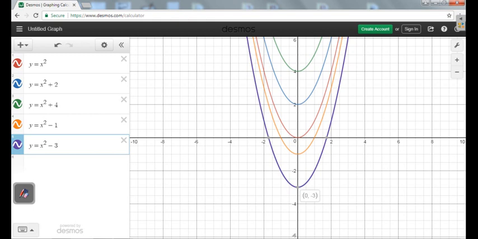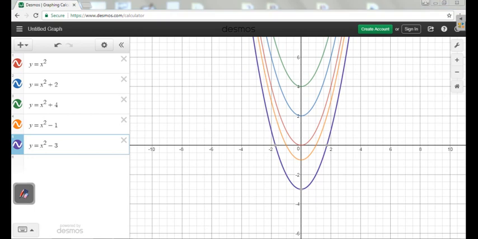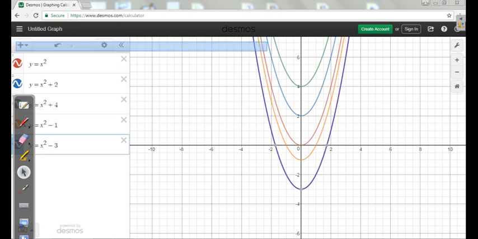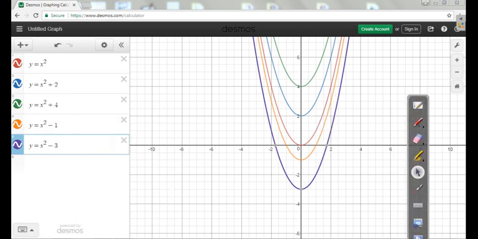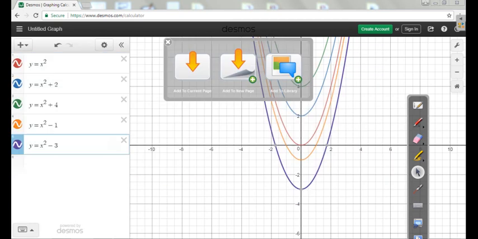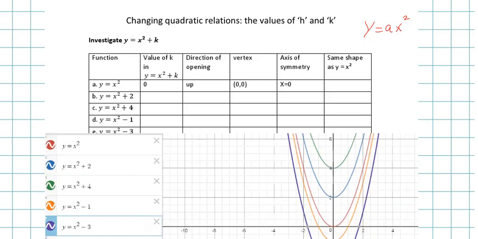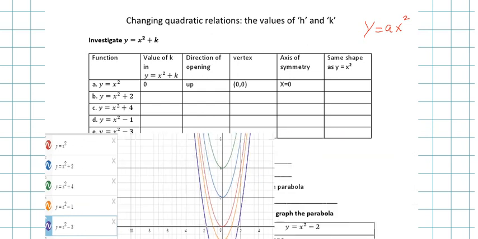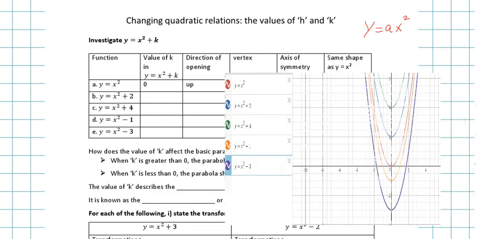Okay? So I don't know if I can actually, let me do this. I'm just trying to do one thing. One second. Here we go. Okay? So you're going to be able to see this also in your notes.